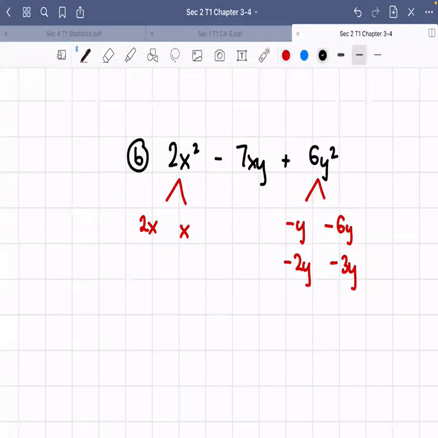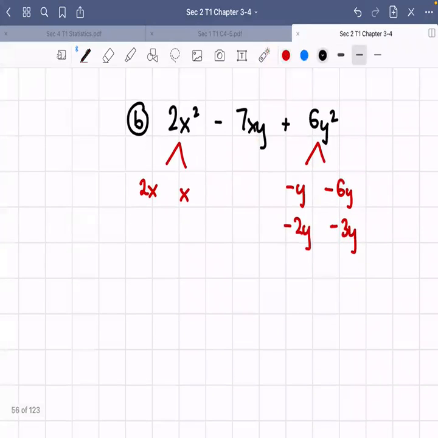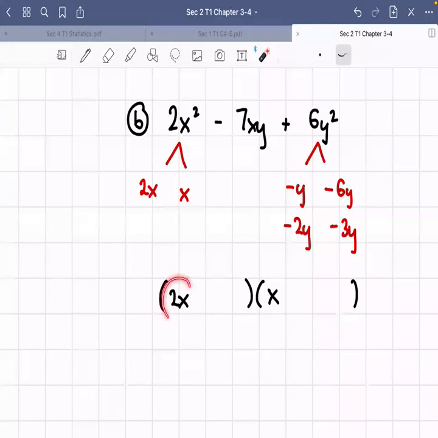So this is guess and check. Basically it's 2x and then x here, and then you choose either of the two. So which one do you want to use? Maybe we need to consider 2x here. Me, I'll choose the second option. I think this will give me the correct answer. So let's try them out. Negative 2y, minus 3y.